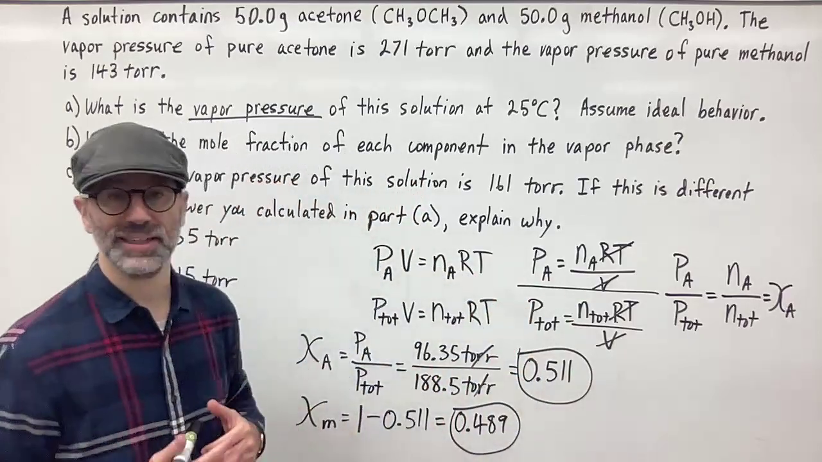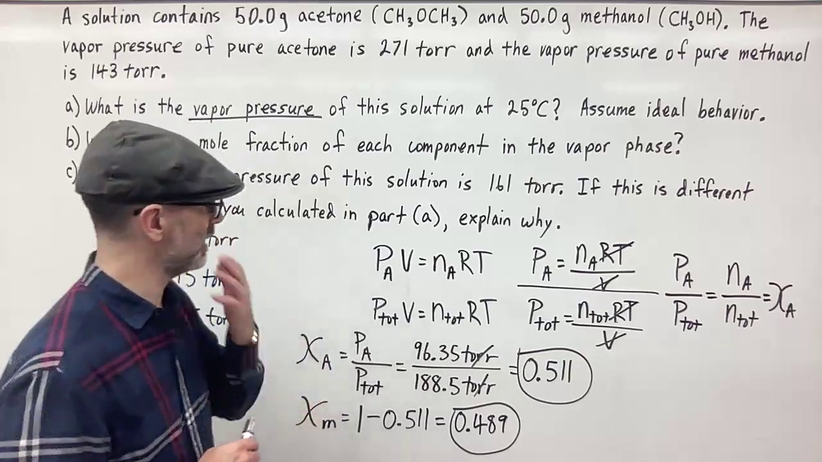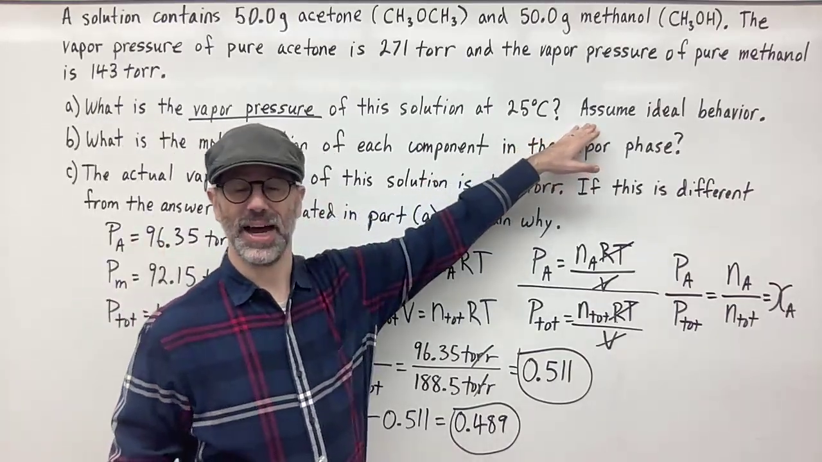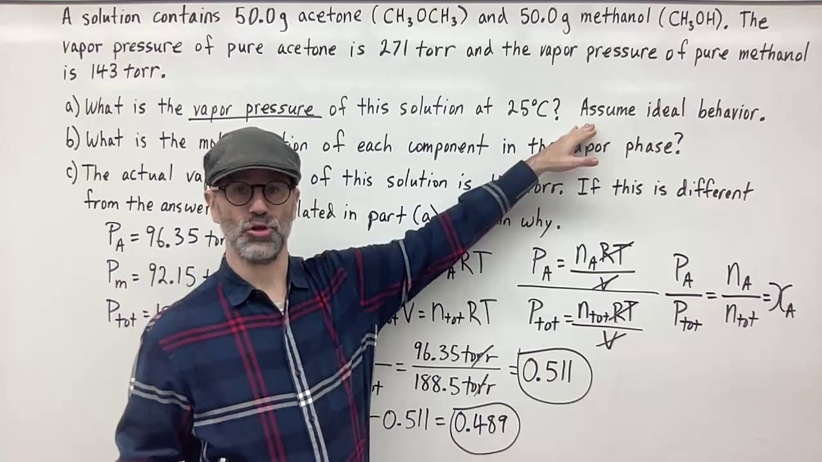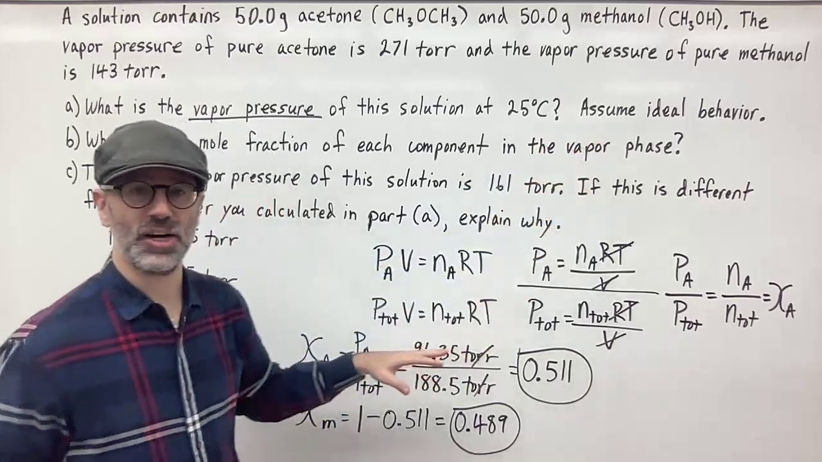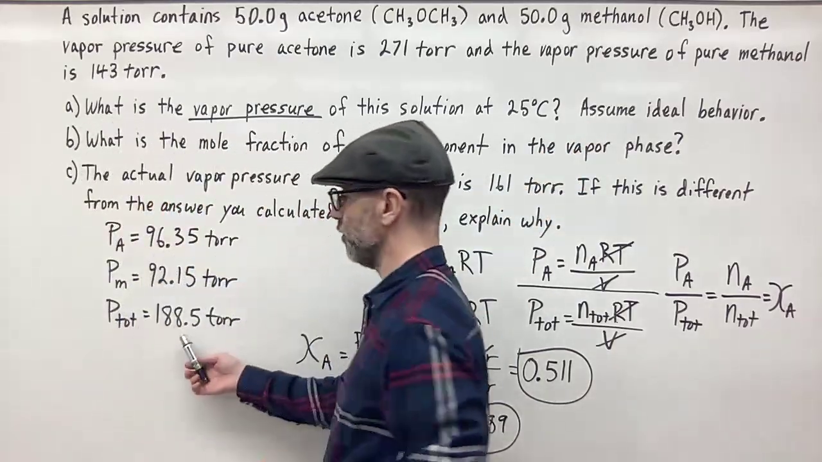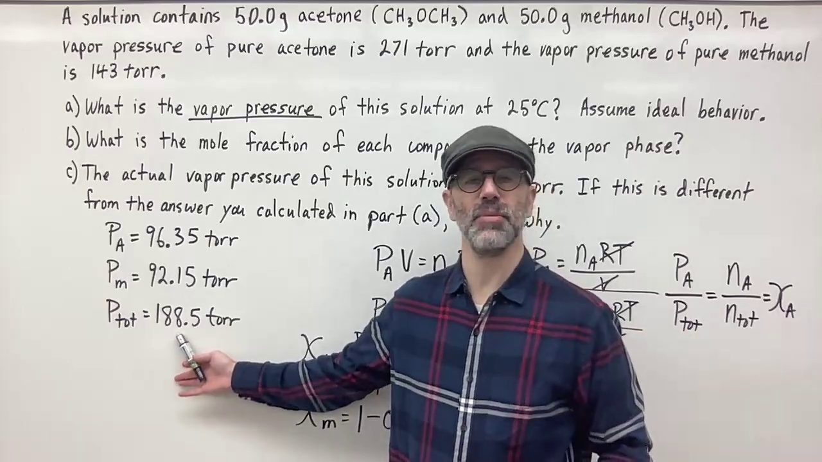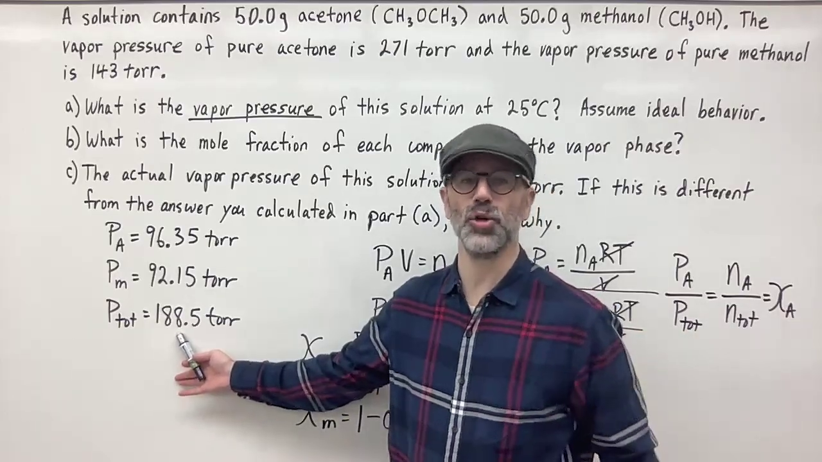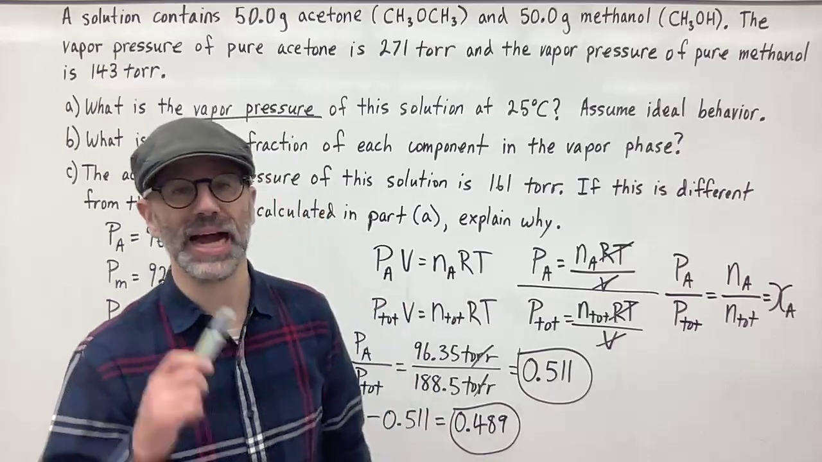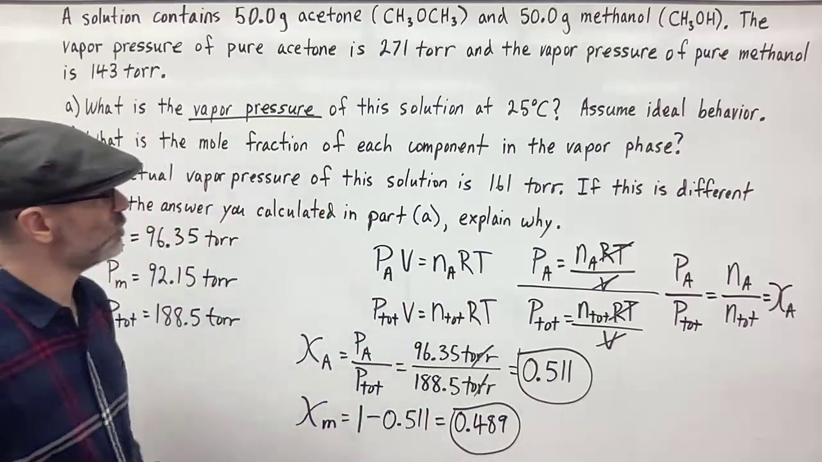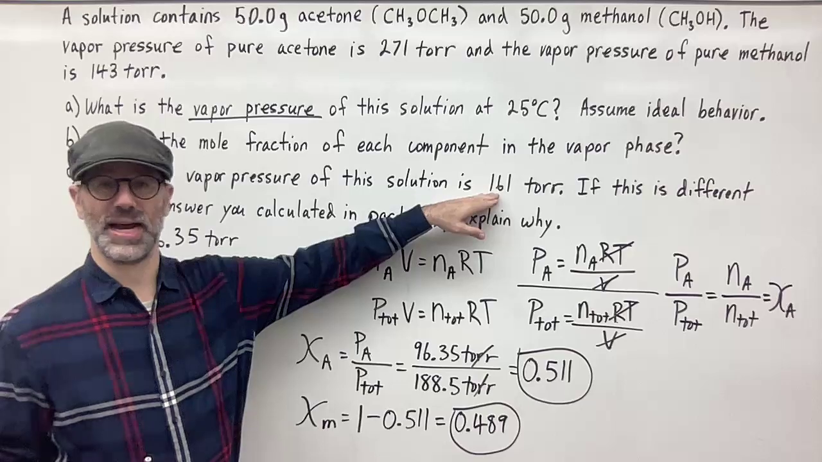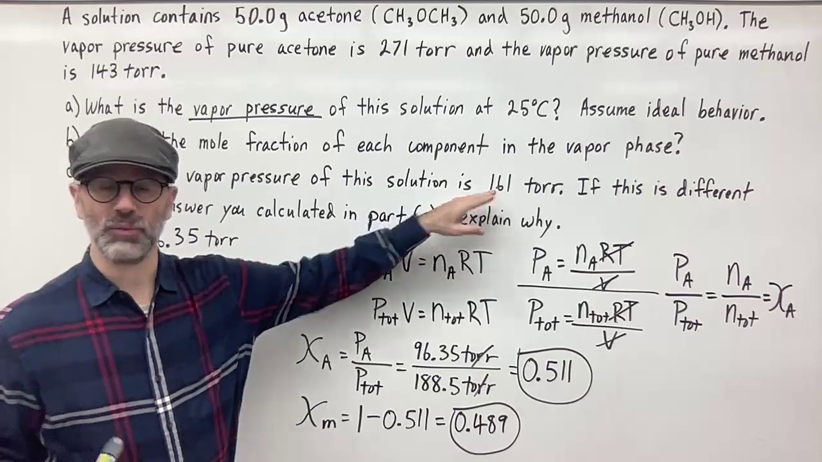So first of all, the first part of the explanation is that this indicates that our solution is not ideal, because if we assumed ideal, we got 188.5. If our solution was actually ideal, we should have gotten the same total pressure. We did not get that total pressure. So that means that our solution is not ideal. What more can we say?